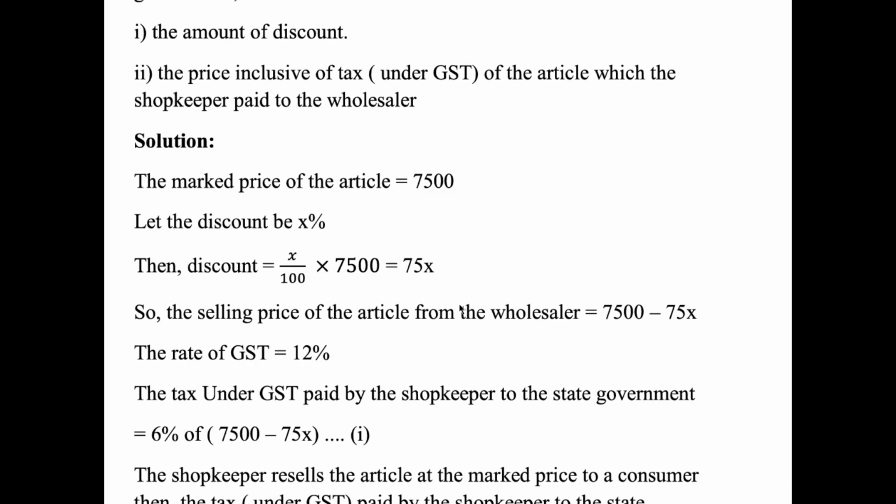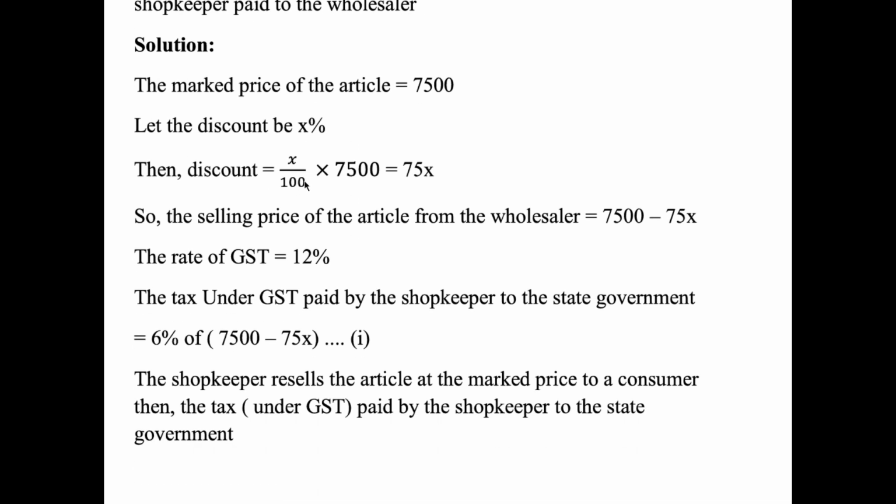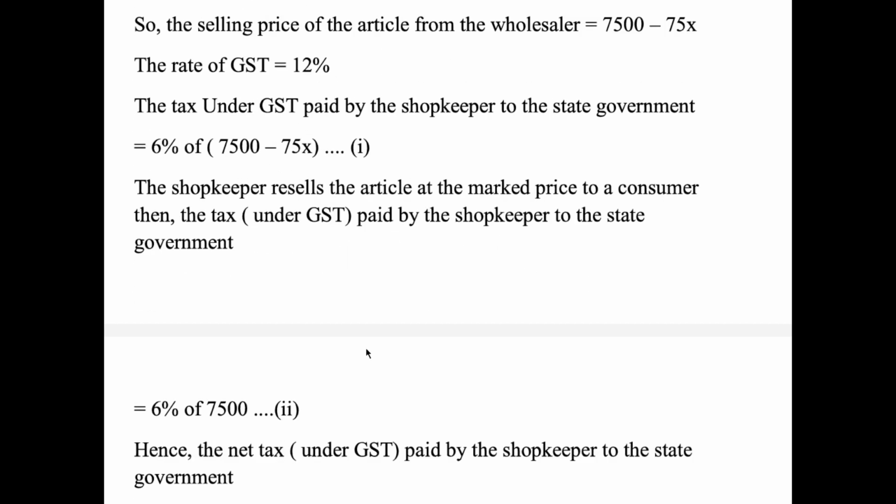So how to proceed? The marked price of the article is 7500. Let the discount be x%. So the discount will be x% of 7500, that comes to 75x. So the selling price of the article from the wholesaler is 7500 minus 75x. The rate of GST is 12%. So the tax under GST paid by the shopkeeper to the state government is 6% of (7500 minus 75x). Put it as equation 1.